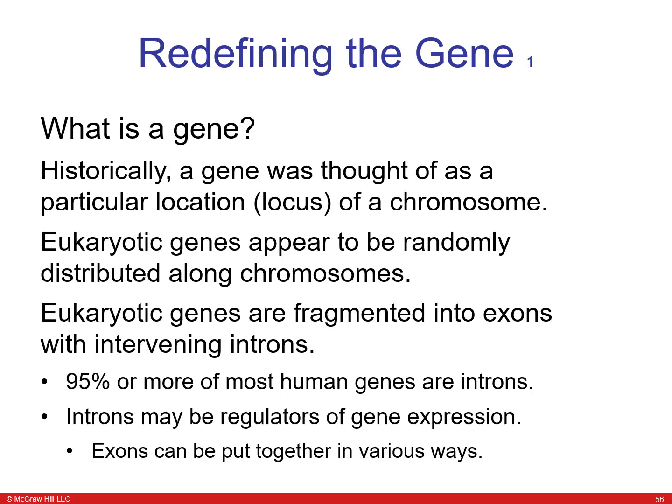So what is a gene? Historically, a gene was thought of as a particular location, or locus, on a chromosome, and eukaryotic genes appear to be randomly distributed along chromosomes, and they're fragmented into exons and intervening introns. And 95% or more of most human genes are introns, and they may be the regulators of gene expression. And exons, which are the coding sequences, may be put together in a variety of ways to make different protein forms.